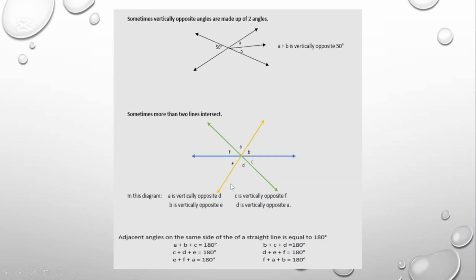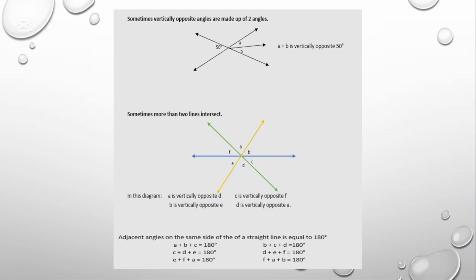Green and yellow intersect. So A is vertically opposite D. Green and blue intersect, so F is opposite C. Then we have blue and yellow intersect, so E is vertically opposite B. And we already said green and yellow, so D is vertically opposite A. So in this diagram, A is vertically opposite D, B is vertically opposite E, C is vertically opposite F, and D is vertically opposite A.